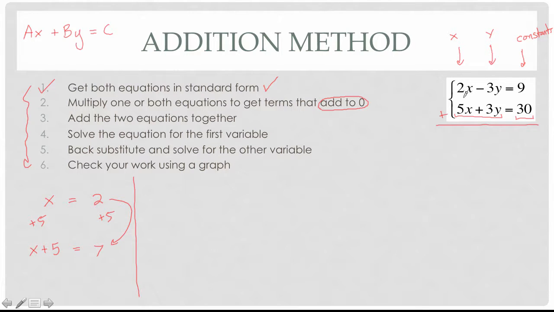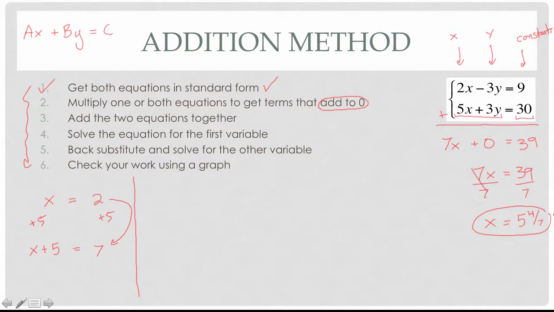2x plus 5x, I can only add like terms, right? 2x plus 5x equals 7x. Negative 3y plus 3y, those are opposites, they turn into 0. 9 plus 30 equals 39. If I delete out the 0, we just really have 7x equals 39, and I can solve for x by dividing both sides by 7. x equals 39 divided by 7. 7 goes into 39 5 times with the remainder of 4.